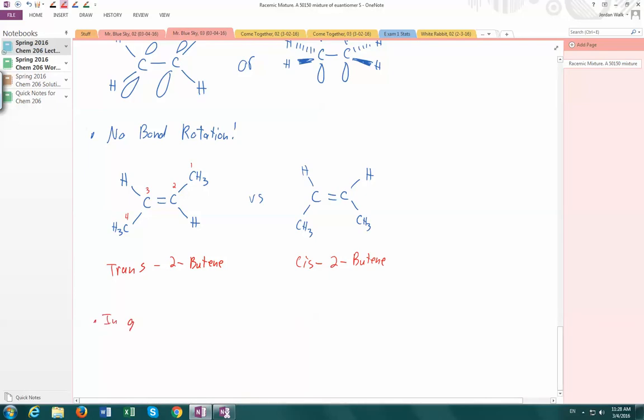So in general, trans double bonds. I'm going to start saying DB for double bonds. So trans double bonds are more stable than cis double bonds. So again, that's just steric clash between the methyl groups that are on the same side when we have the cis. So we would say we have steric strain right there.